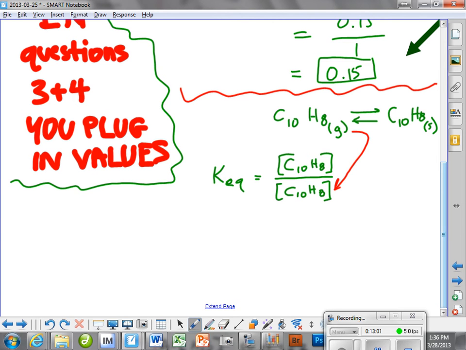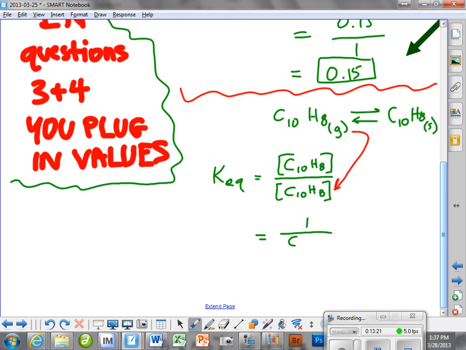Okay, the solid now is on the top. Now, what do we have to do with all solids? What do solids have to do? 1. Solids or liquids, you have to substitute a 1.